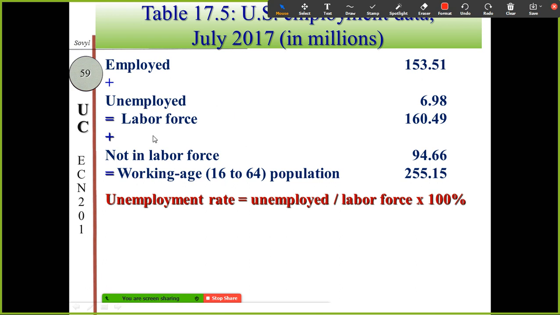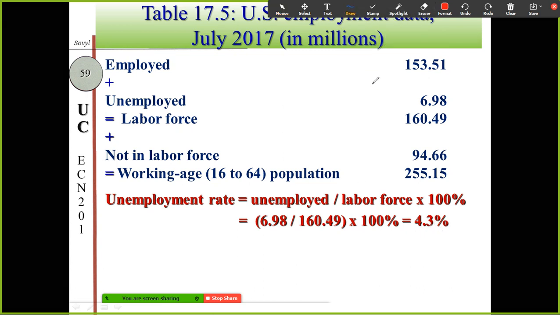Okay, based on this information or the data, if you want to find the unemployment rate, it equals the number of people unemployed divided by the labor force and multiplied by 100%. Unemployment is 6.98 million. Labor force is 160.49 million, and multiplied by 100%, we got 4.3%. Okay, who can explain what 4.3% means? Or who can explain this meaning?